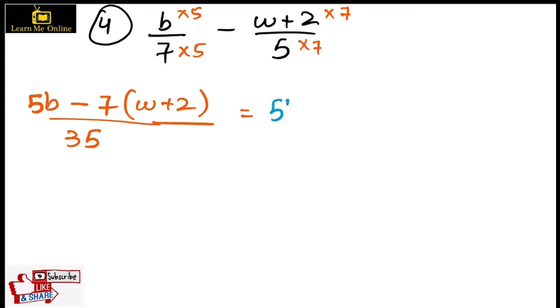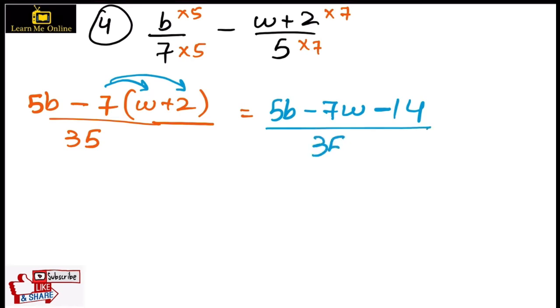So 5b remains as 5b. Now expanding the bracket means you're multiplying minus 7 with both the terms inside the bracket. So when you do minus 7 times w, you would have minus 7w. When you do minus 7 times plus 2, you would get minus 14. And now we have a denominator which is 35. Now you see that in the numerator, we are having a term written with b, another term with w, and another one is just a number. So we can't do collecting like terms with any of them. So whatever we're having now is the simplified form.